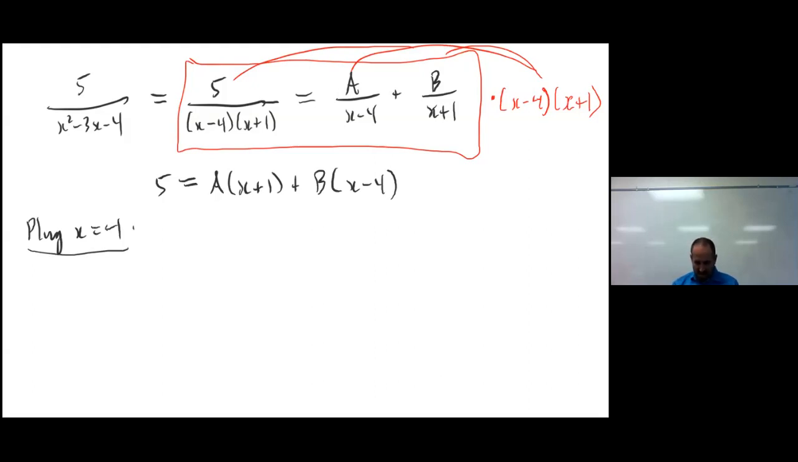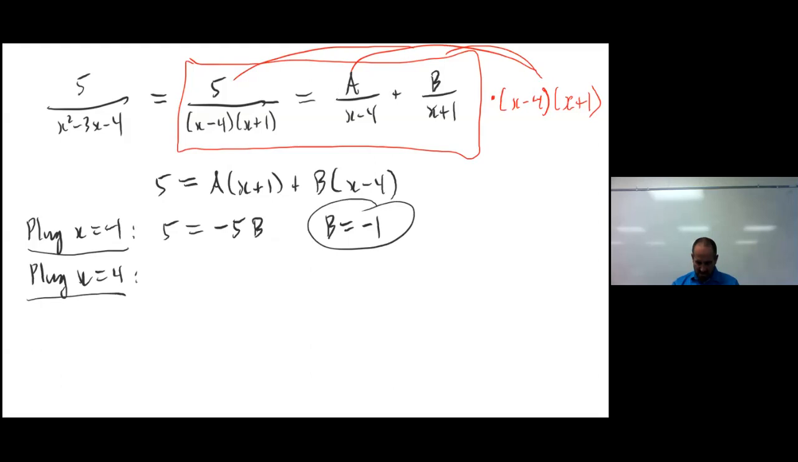And if you plug x equal to minus 1, we got 5 equals negative 5b, which means that b is negative 1, right? So that was the first thing we did. The second thing we did to sort this out was to plug x equal to 4, which told us that 5 is equal to 5a, which means that a is 1. And we were in business.